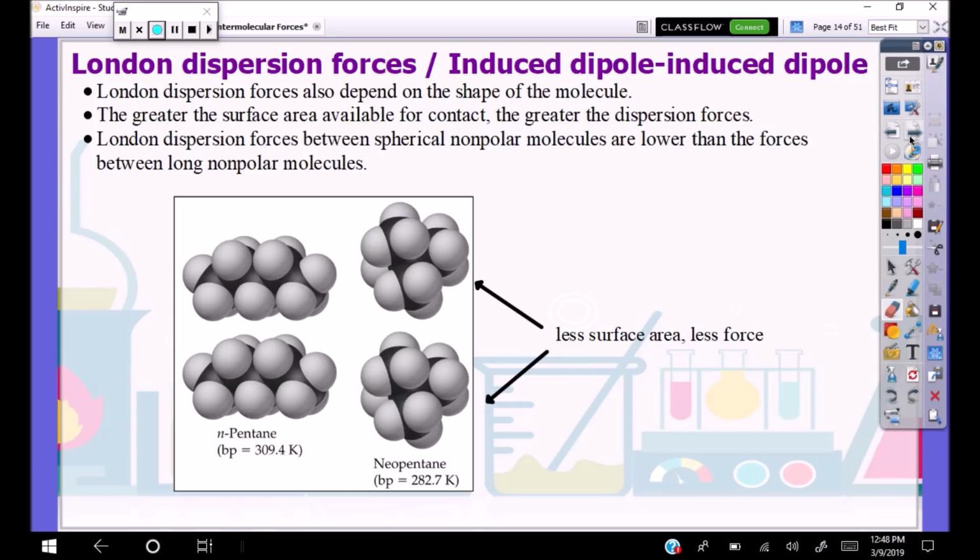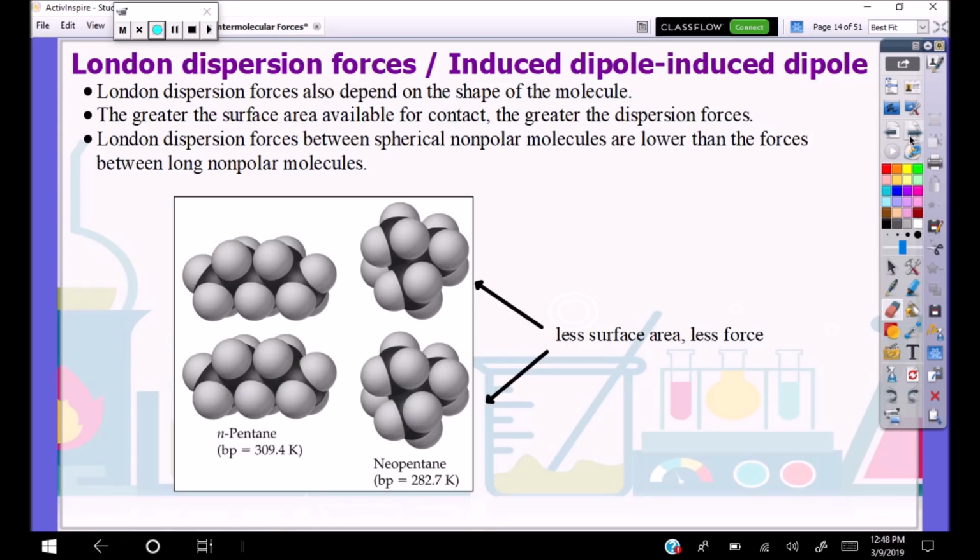London dispersion forces can also depend on the shape of our molecule. So the greater the surface area that's available for contact, the greater the dispersion forces. So we have pentane and neopentane. The one on the right has less surface area. These are isomers of each other, and so there's less force involved.